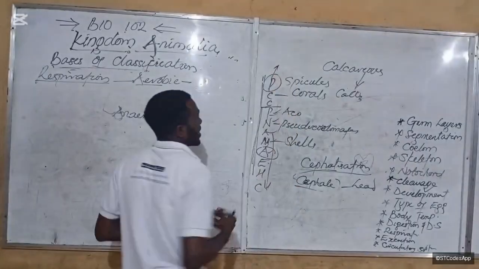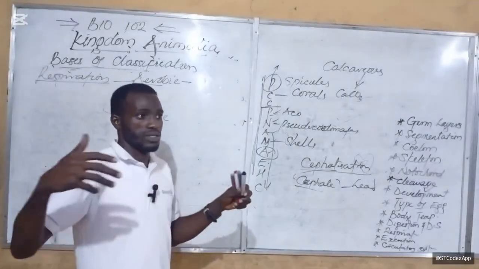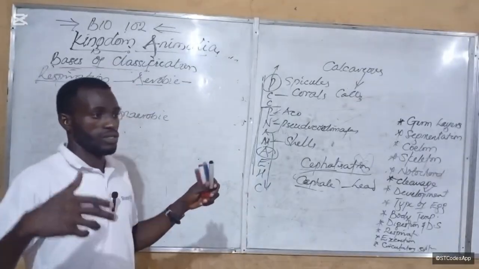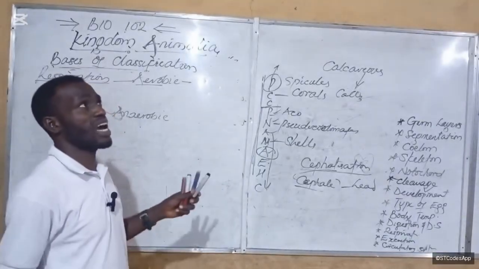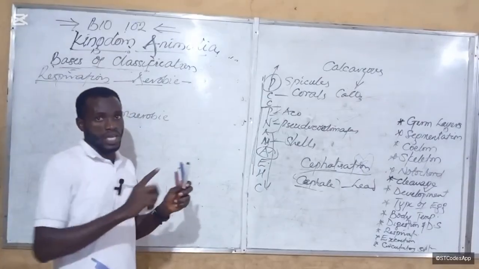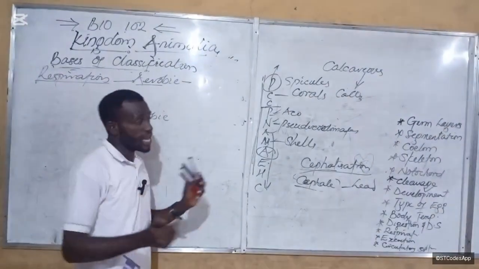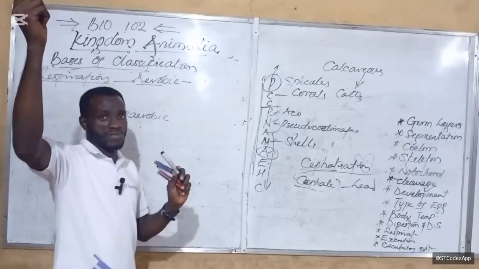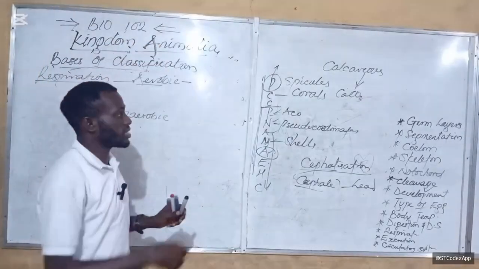So, and then respiratory structures. These ones have a water current system. It brings in water via the ostia and takes it out of the osculum. They have only one opening, exactly.